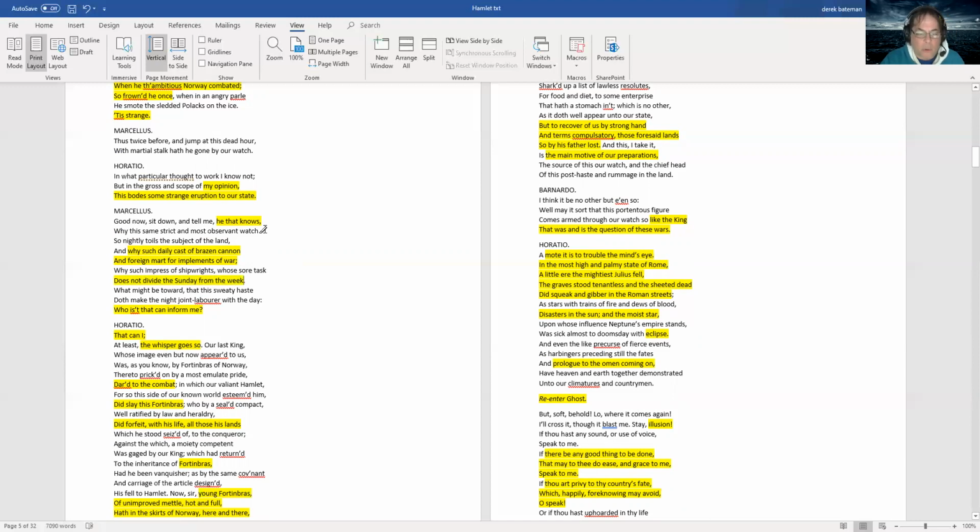"The same stricken, most observant watch so nightly toils the subject of the land, and why such daily cast of brazen cannon, and foreign mart for implements of war? What might be toward, that this sweaty haste doth make the night joint laborer with the day?" What he's describing is that there seem to be preparations for war. They're on their watch, they're alert, they're building, the cannons are involved, the implements of war are being dealt with.